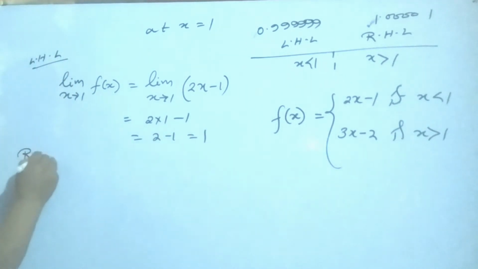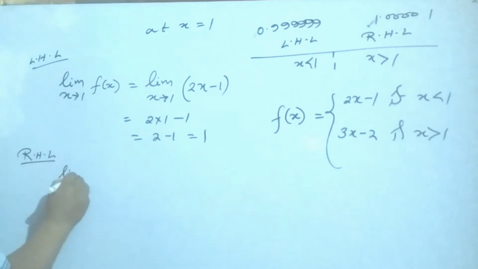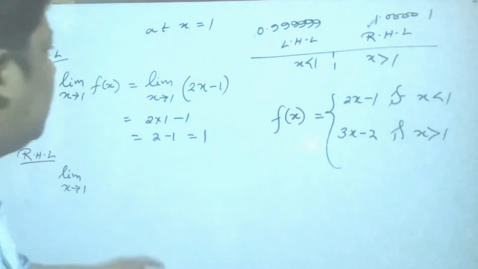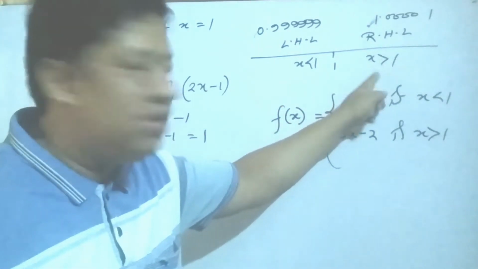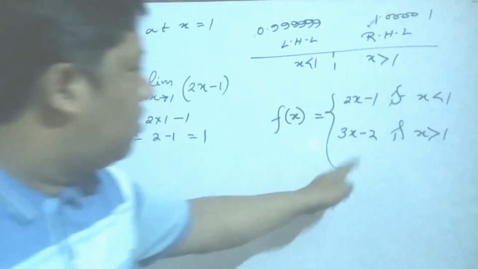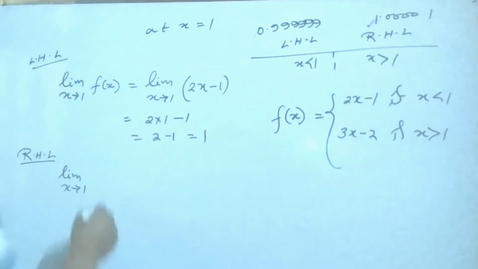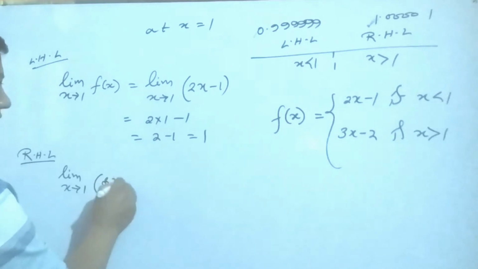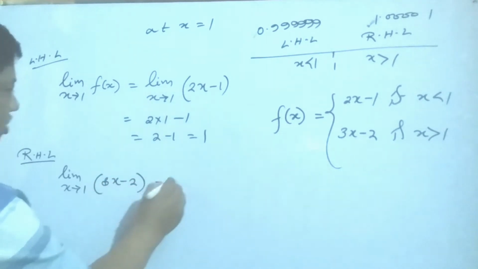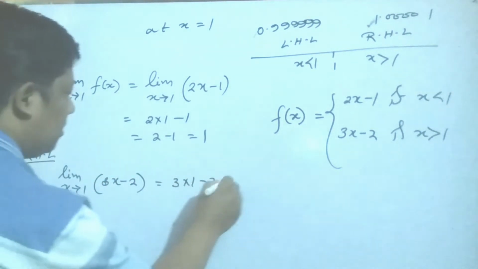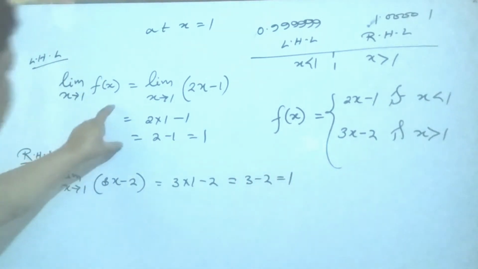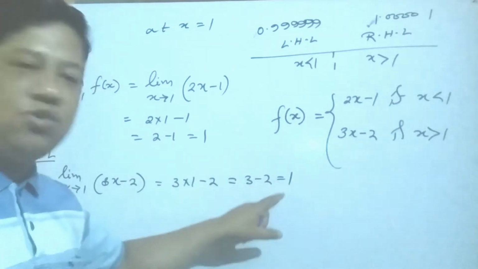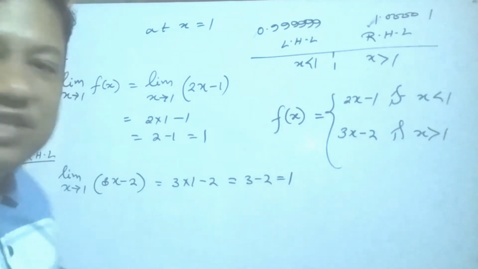In case of the right hand limit, x tends to 1, so you have to use the function for x greater than 1, because you have to find the right hand limit. That is why you use 3x minus 2. Instead of x, you write 1. So you get 3 minus 2 equal to 1. So the left limit is 1 and the right limit is also 1. Both are equal, so the limit exists.